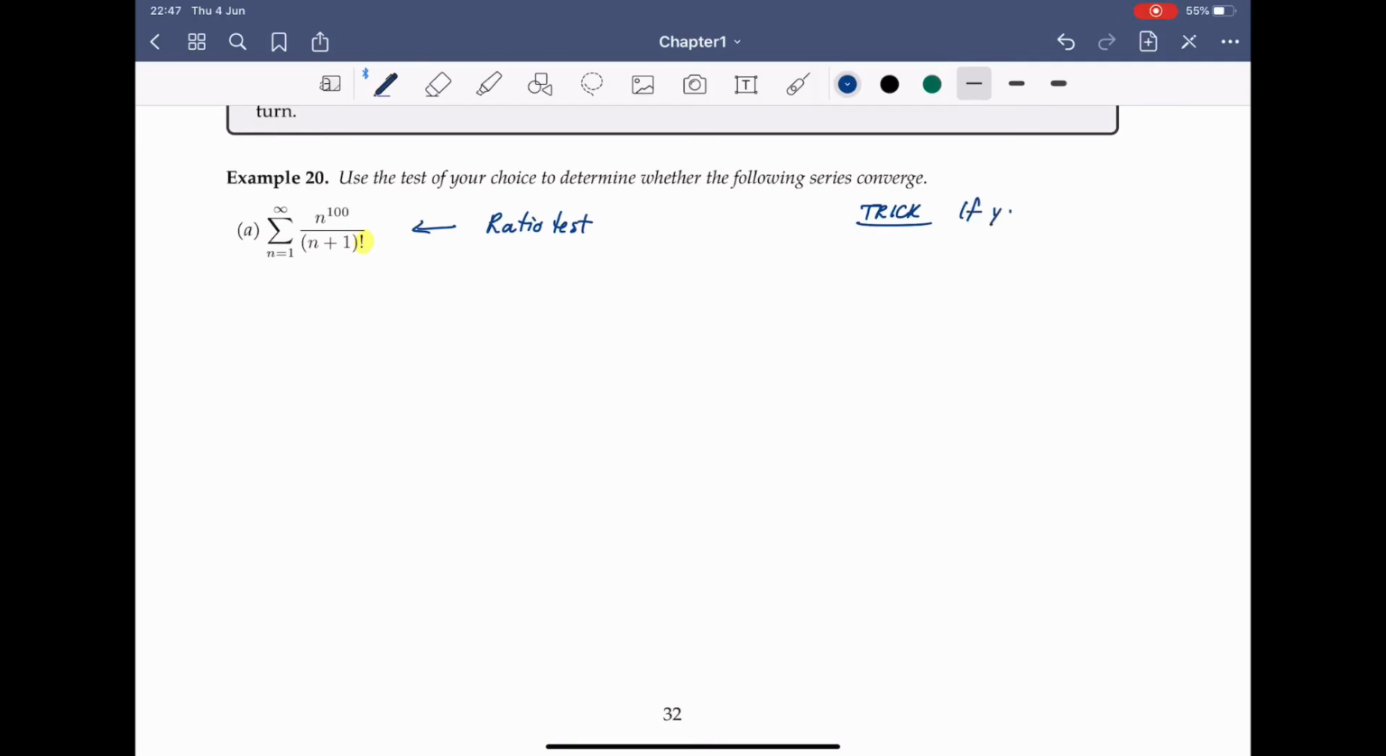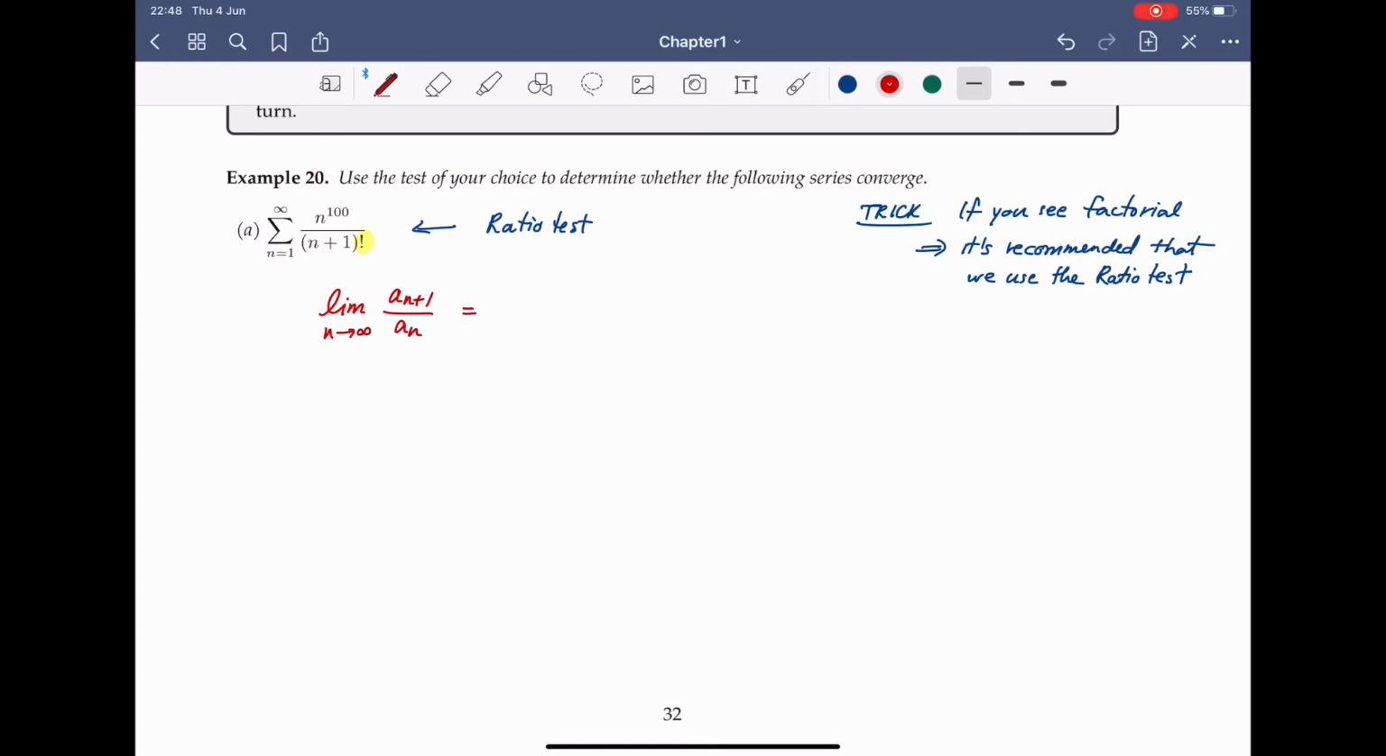So the trick is here: if you see a factorial, it is recommended that you use the ratio test. To use the ratio test, we're going to compute the limit of a sub n plus 1 over a sub n. This is our ratio test.